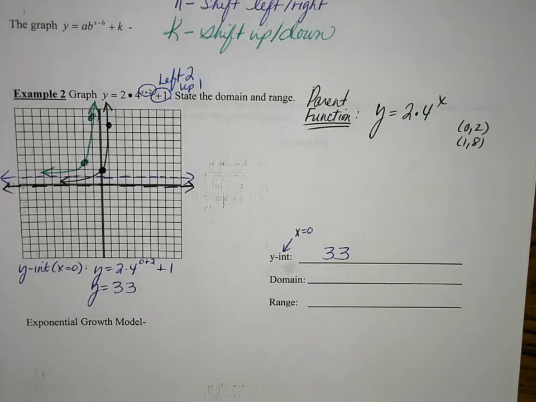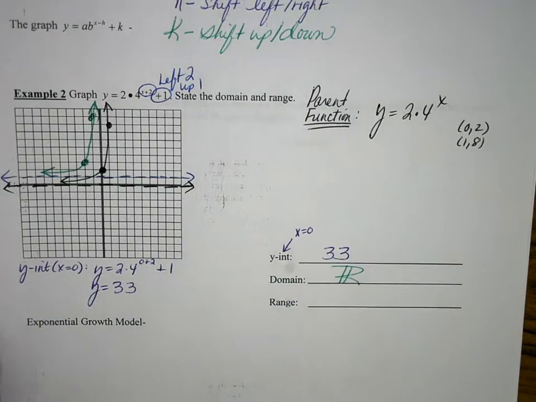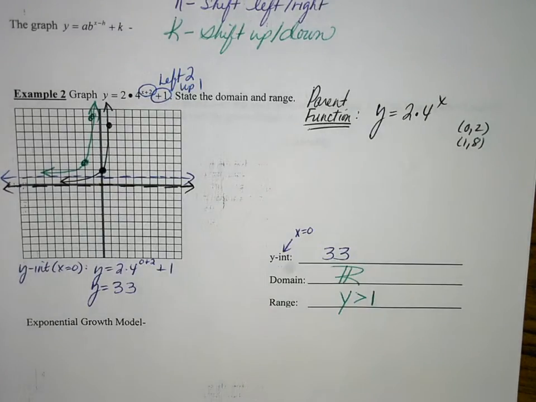All right, let's see here. Brooklyn, what is my domain? Beautiful. Every exponential function always has a domain of all real numbers. What is my range, Aaron? Beautiful. My graph is above that line at 1, so my range is going to be y is greater than 1. Fantastic. Any questions with that?